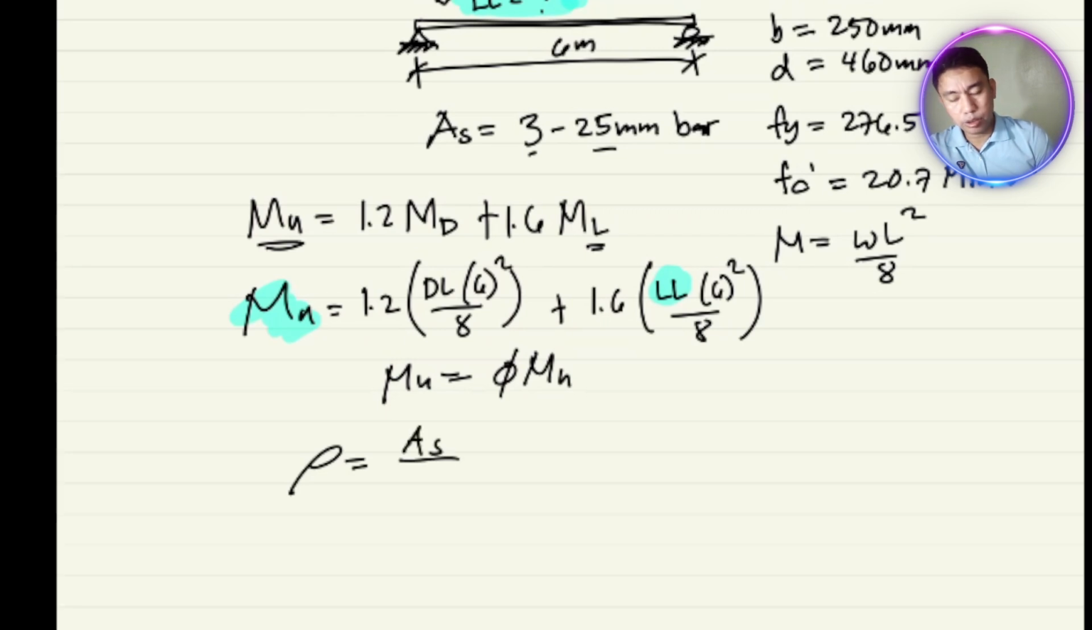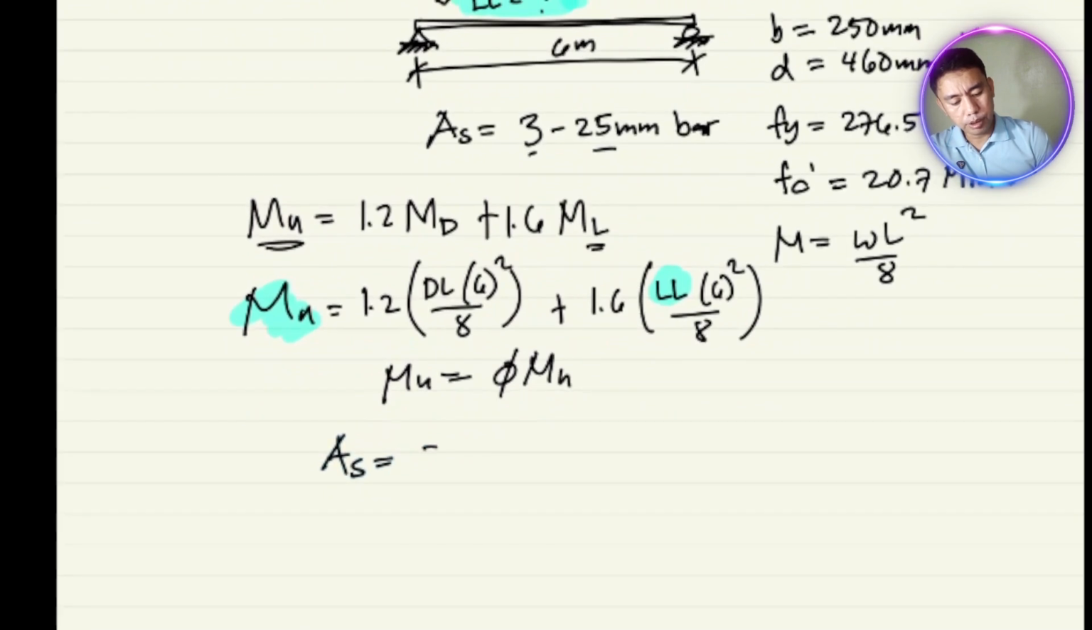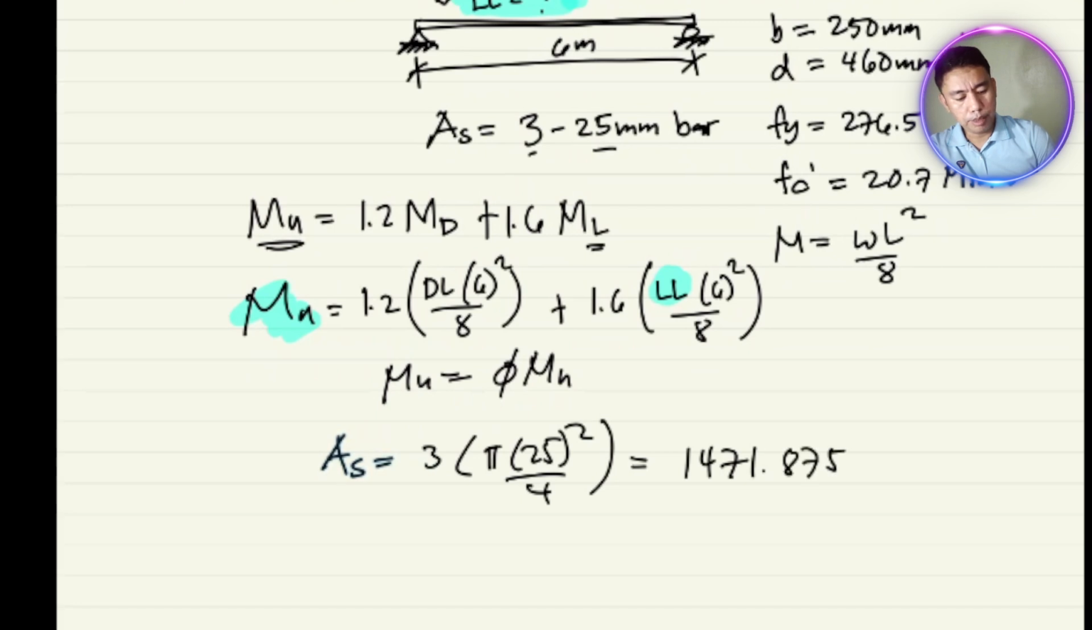So, we need to solve the actual rho. This is As over, wait. Solve muna natin yung As. Yung As natin is 3 25, so 3 times pi times 25 squared over 4. This is equal to 1471.875 mm squared.